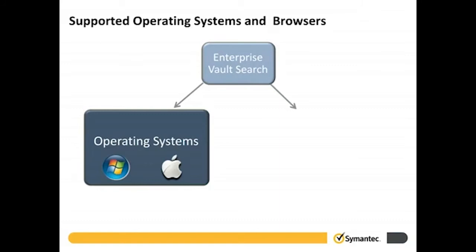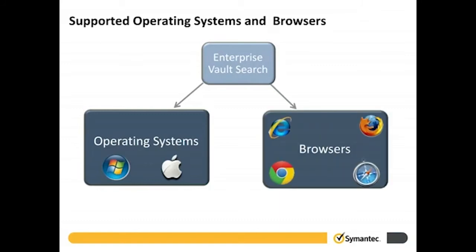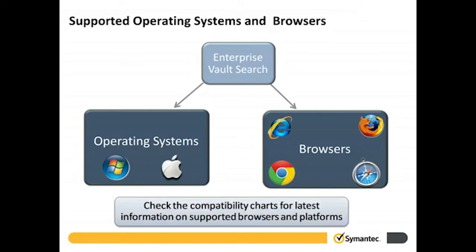The minimum supported browsers for Enterprise Vault Search are Internet Explorer 8, 9, and 10, Chrome 30 and 31, Firefox 24 and 25, and on Mac, Safari 6 and 7. Check the compatibility charts for the latest information on supported browsers and platforms.